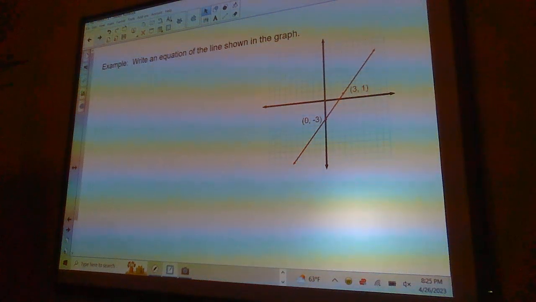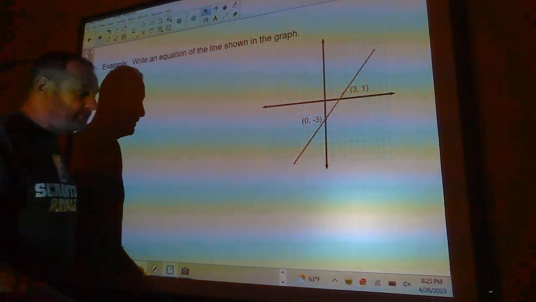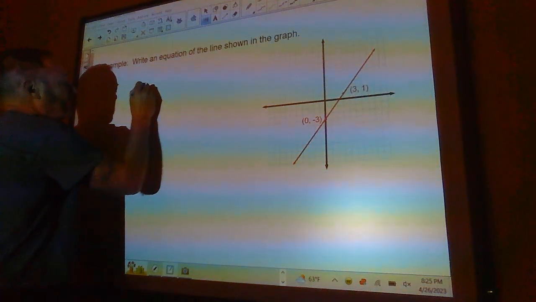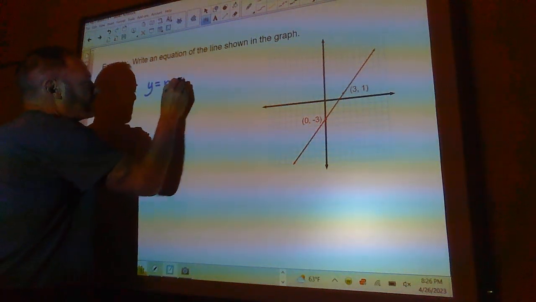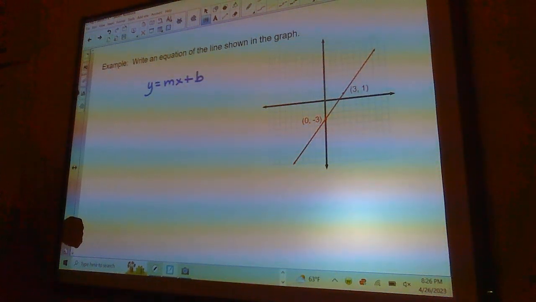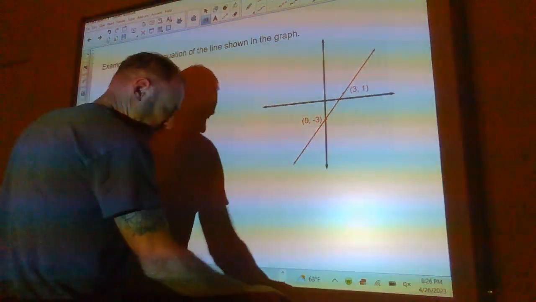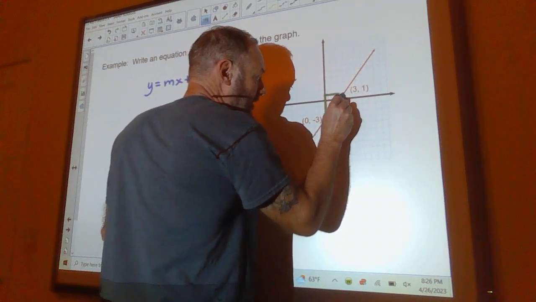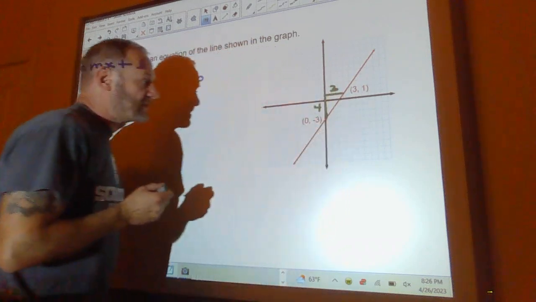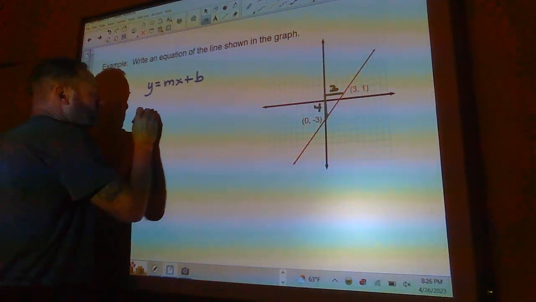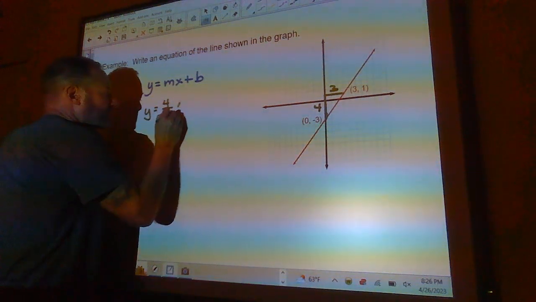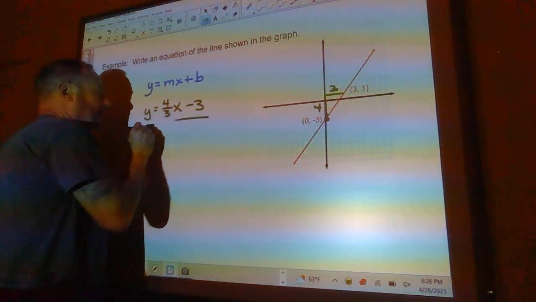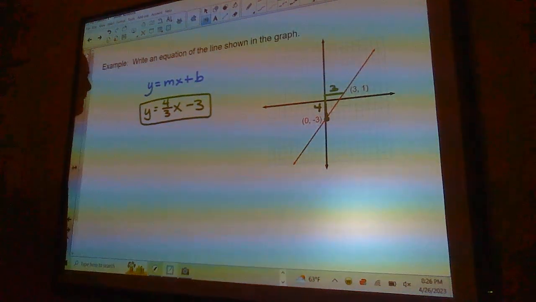Write an equation of the lines shown in the graph. Okay, so this would be one. We know the y-intercept. We can easily calculate the slope. So I'm going to go ahead and use slope-intercept form for this one. Y equals mx plus b. Okay, so the slope I can calculate because I can see that from here I can rise 4 and run 3. So my slope is going to be 4/3. So y is 4/3 x, and I know my y-intercept, which is right there. It's -3, and I'm done with this thing.